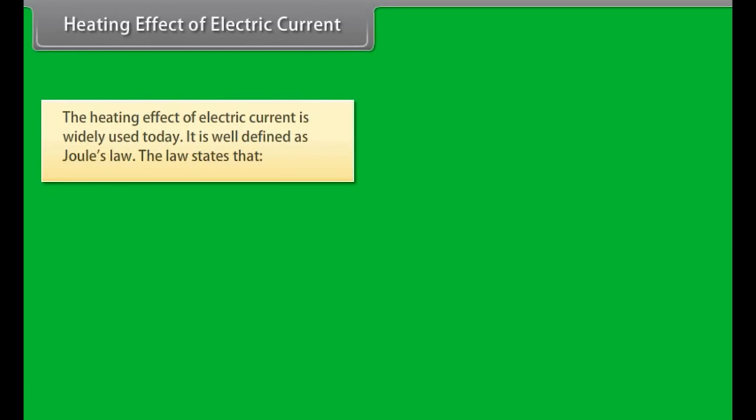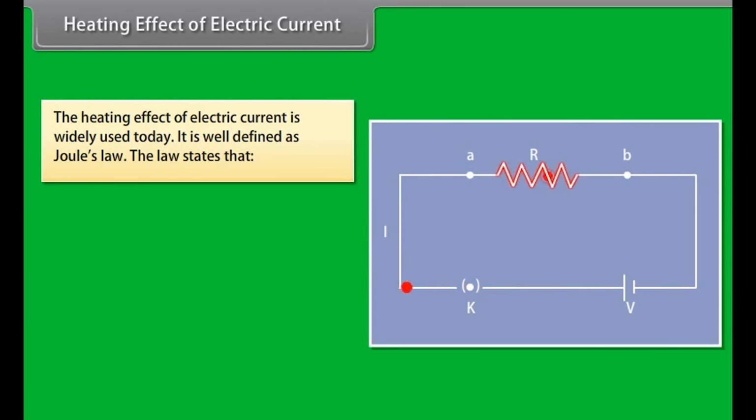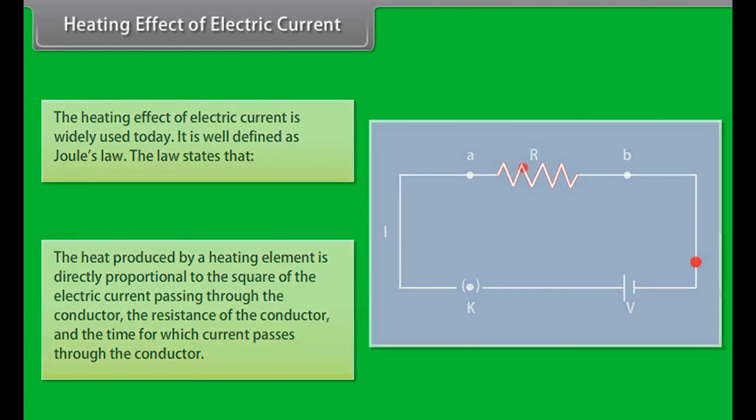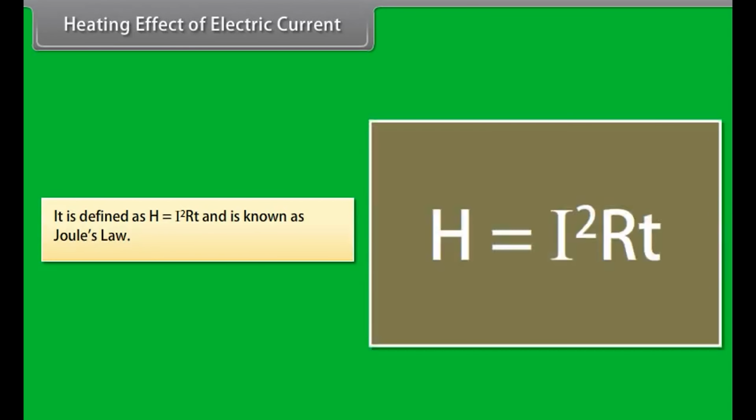Heating effect of electric current. The heating effect of electric current is widely used today. This effect is caused when electric current is passed through a conductor. This generates heat due to the resistance it offers to the current flow. The work done in overcoming this resistance produces heat. The heat produced by a heating element is directly proportional to the square of the electric current passing through the conductor, the resistance of the conductor, and the time for which current passes through the conductor. It is defined as H equals I squared RT and is known as Joule's law.